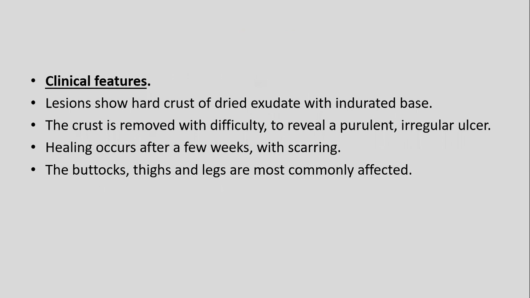The clinical features: lesions show hard crust of dried exudate with indurated base. In impetigo, it is a soft yellowish brown crust. In ecthyma, it is hard and black crust. The crust is removed with difficulty, and if removed, reveals a purulent irregular ulcer. Healing occurs after a few weeks with scarring. Buttock, thigh, and legs are commonly affected sites.